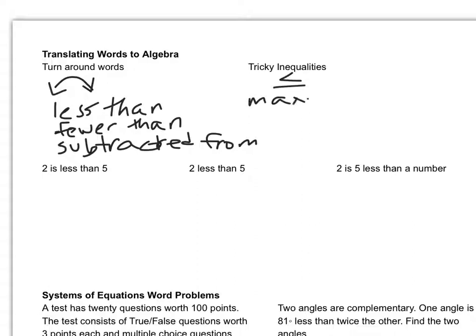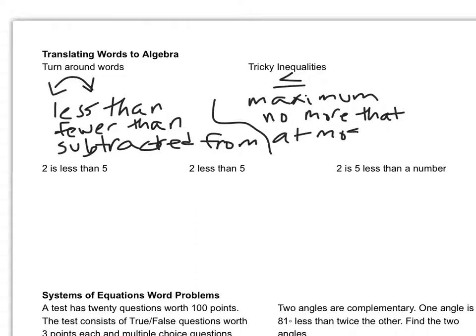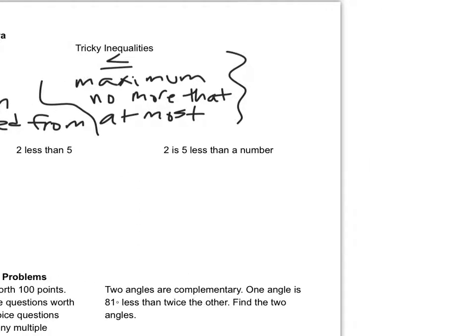maximum, no more than, and at most. Those all mean less than or equal to. And then if I flip them, that means greater than or equal to. So instead of maximum, it would be minimum.